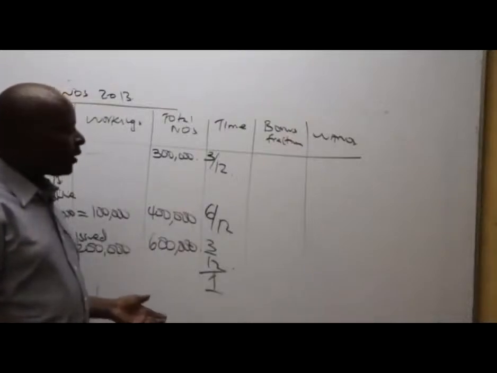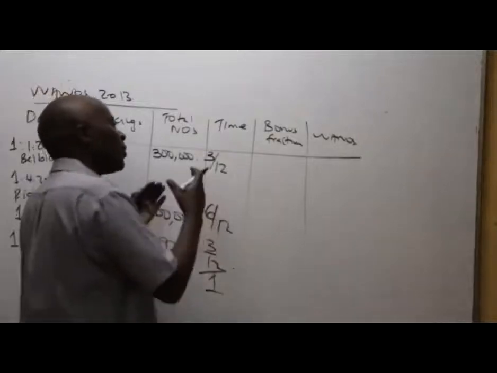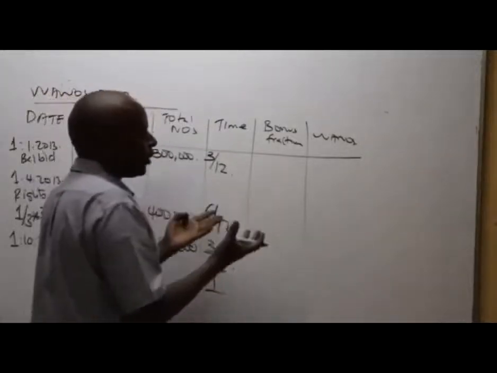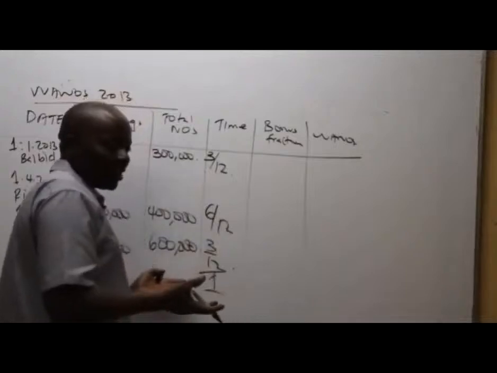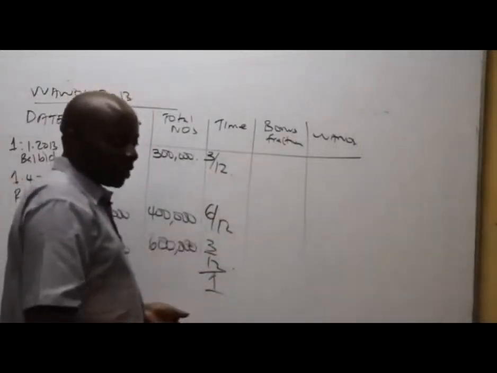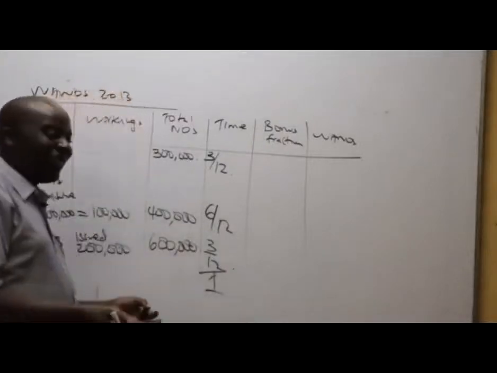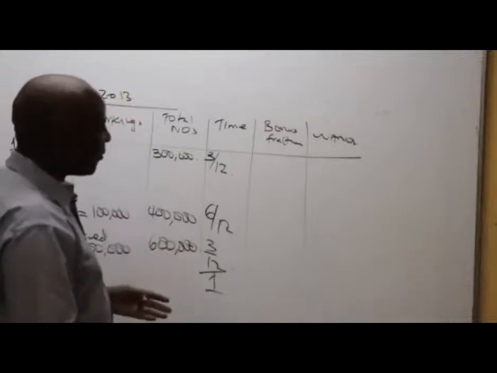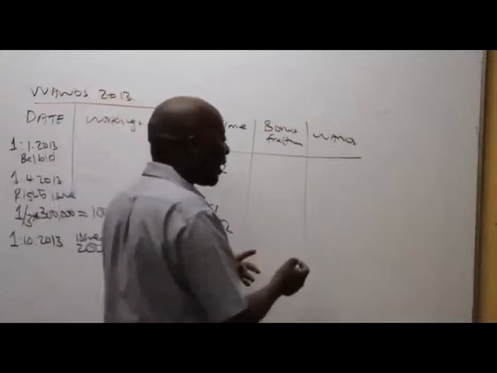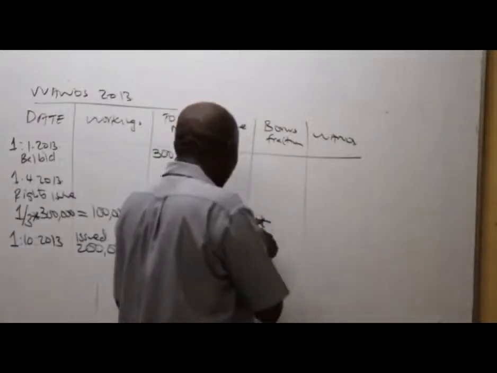Remember. From there now we come and ask ourselves, did we have any rights or bonus transactions in the year? Yes, tuko na rights, isn't it? So tuko na rights, then the first thing you need to do, tuko na right hapa, iko na right.